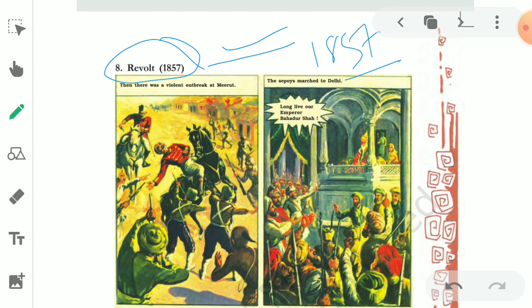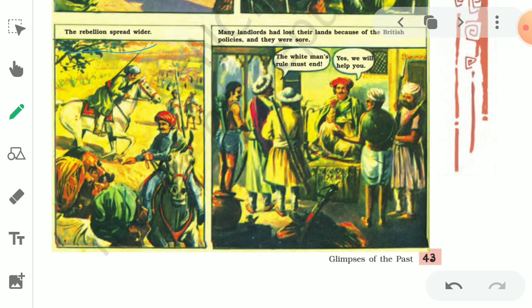Then there was a violent outbreak at Meerut. At first, a violent break, a struggle between the British and the Indian army, happened at Meerut. Then Sepoys marched to Delhi in order to meet King Bahadur Shah. Long live our Emperor Bahadur Shah. People tried to meet him and wanted to accept him as their emperor. The rebellion spread wider.